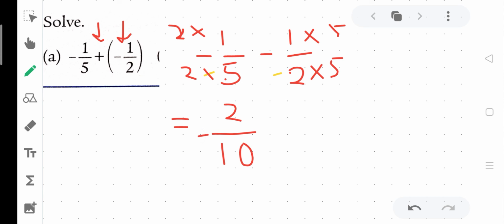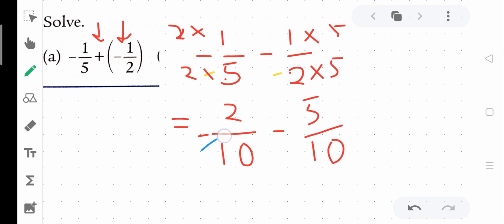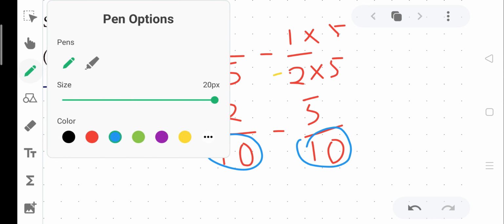Then remember to put your negative. This one negative, this one 5, and the bottom we have 10. So now we can see that we have 10 as the same denominator for both fractions. So we can now do the addition.